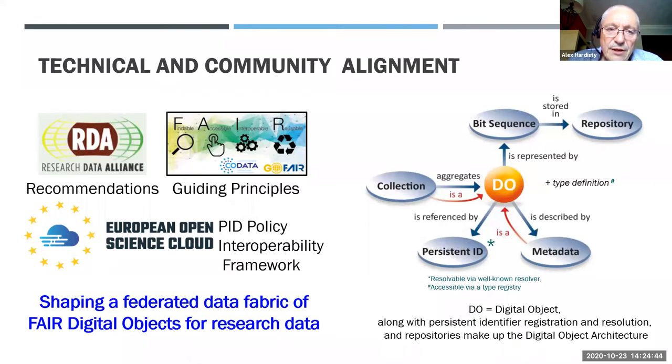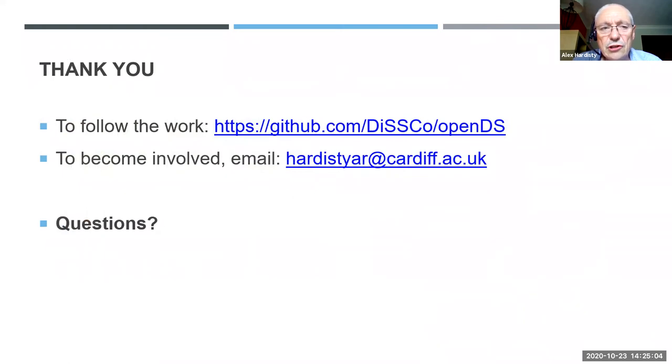Certainly it's being driven in Europe by the policy work and the technical work in the European Open Science Cloud, where together with the Research Data Alliance, we're aiming to shape what we call a federated data fabric of FAIR digital objects for research data. If you want to follow the digital specimen work further, you can go to our DiSSCo GitHub and find it there. So that's a very quick and very short introduction. I'll stop there. Thank you, Falko.